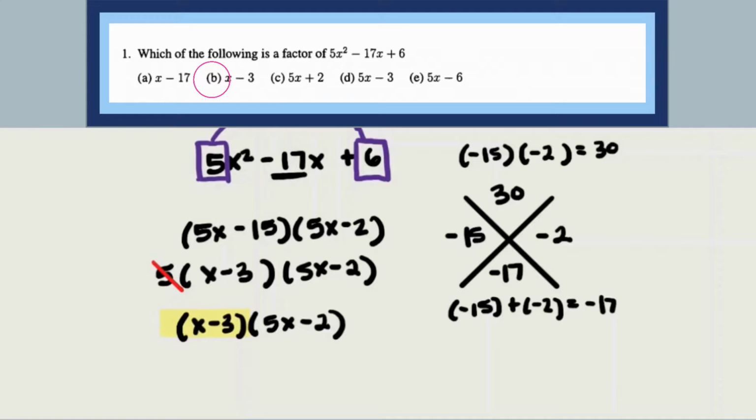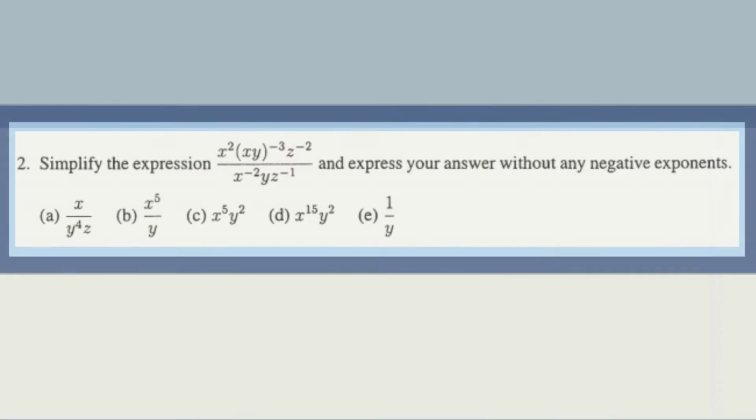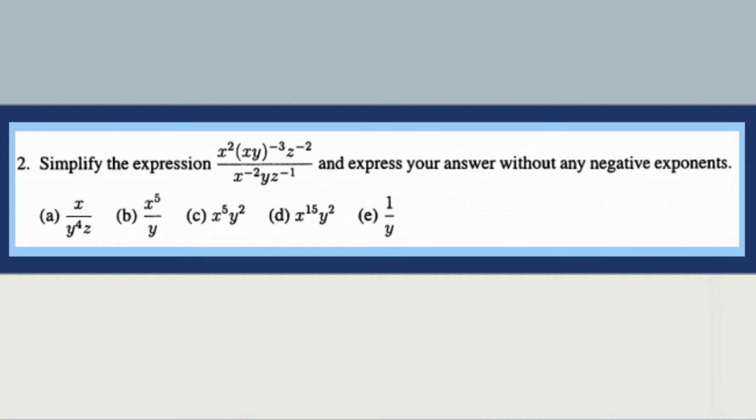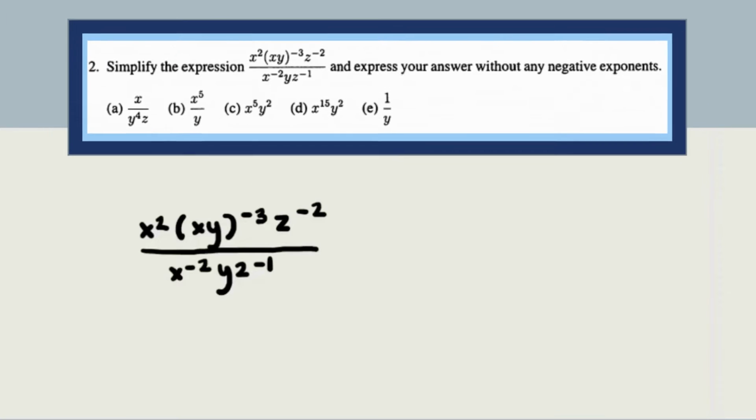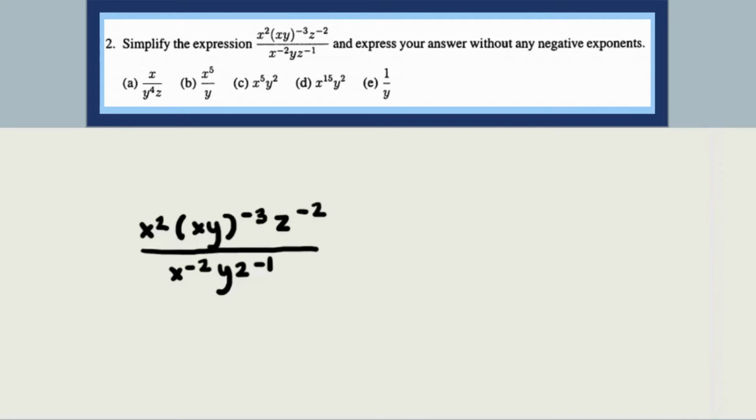Okay, so now we're going to move on to our next problem, which is number 2. Alright guys, so for number 2, it says simplify the expression x squared times (x times y) to the negative 3 times z to the negative 2, all over x to the negative 2 times y times z to the negative 1. So I'm going to write that down real quick. Alright, so I wrote down the expression. Now it wants us to simplify this.